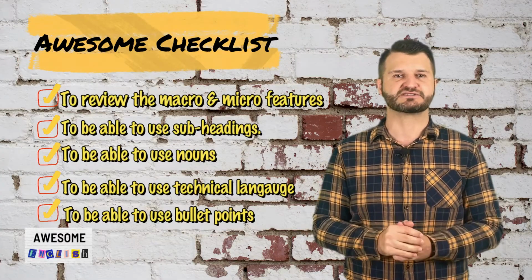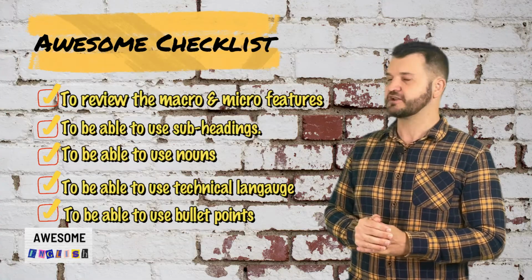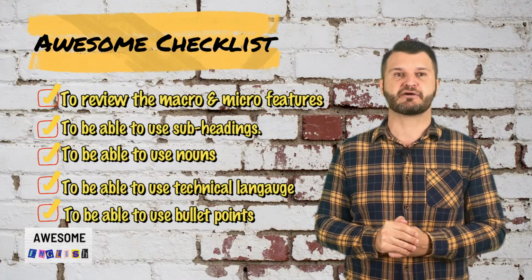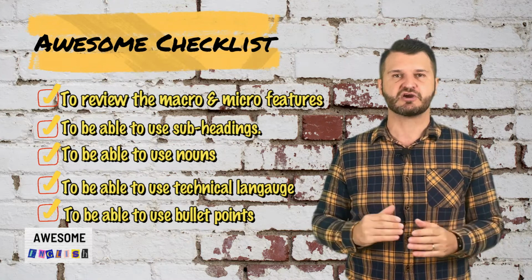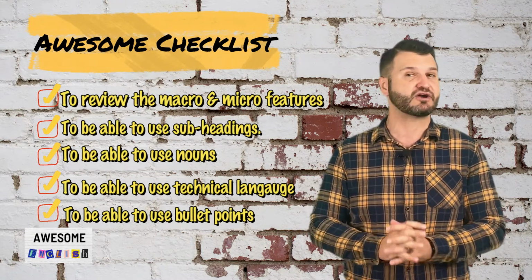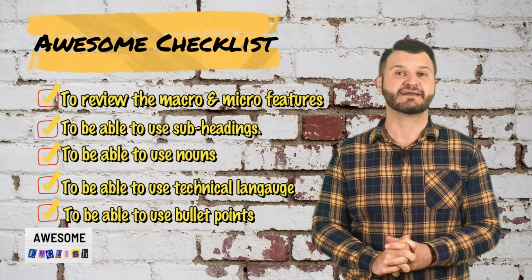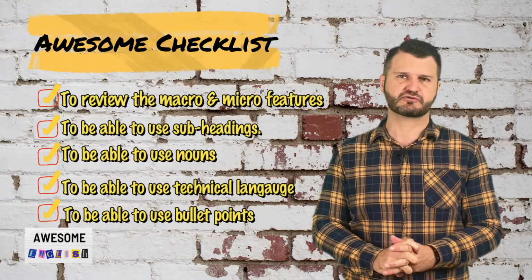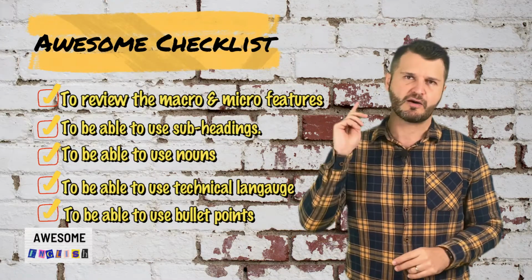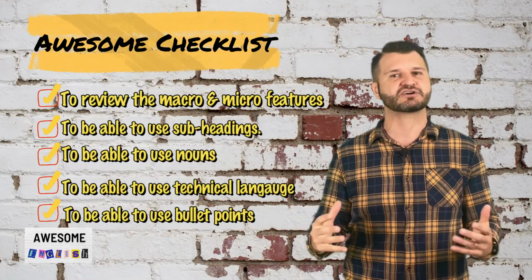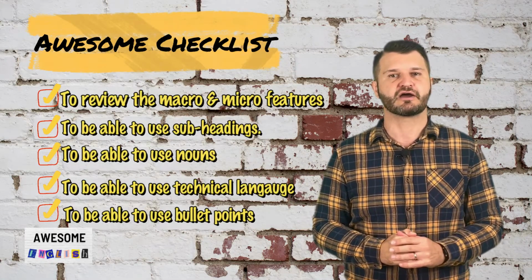The next objective is to be able to use nouns. In our materials list, we're going to have a lot of nouns. The next one is to be able to use technical language. For a really good instructional manual, you're going to have specific language depending on the instructional manual you are making. The final one is to be able to use bullet points. I'm not talking about real bullets, but those little dots that really organize our instructional manual clearly. All right, let's get moving.